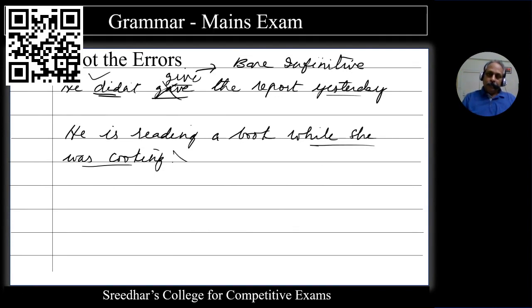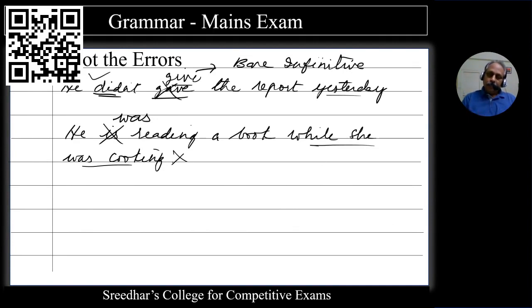But here it is in present continuous. It is not correct. What is a correct sentence? He was reading a book while she was cooking. While she was cooking, he was reading a book. Both the sentences should be in past continuous. Two actions going on at the same time in the past, we should use past continuous.